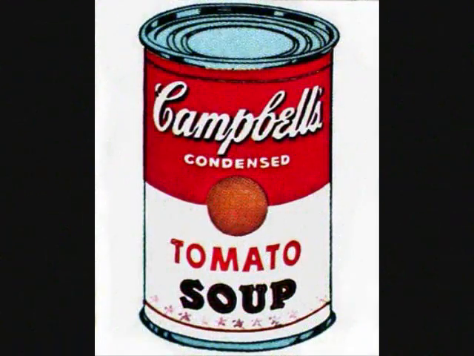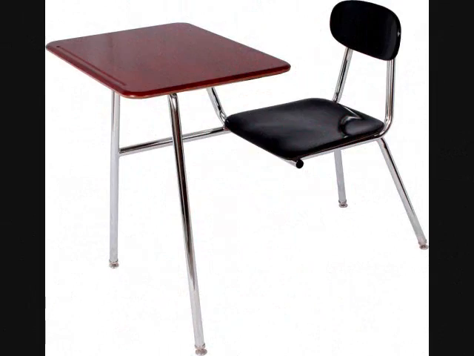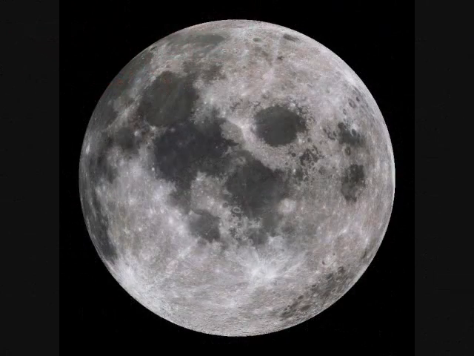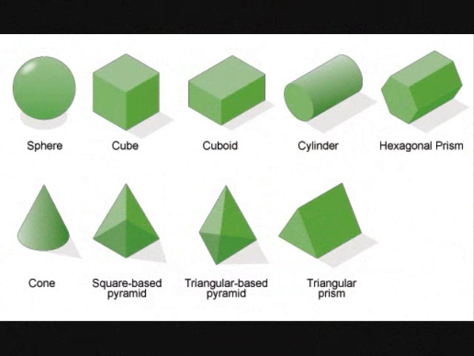Next is form. Form is the shape that you can see with your eyes. Take a desk. What form do you see? Yes, it's a square. Now look outside. What form is the moon? Correct, it's a circle. Form is therefore a three-dimensional shape since we live in a three-dimensional world.